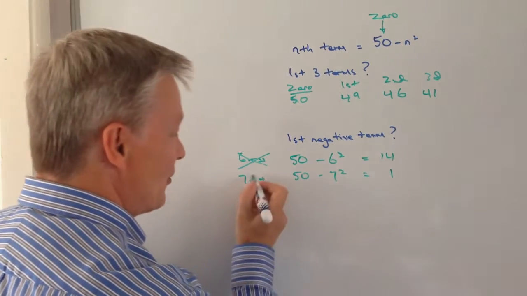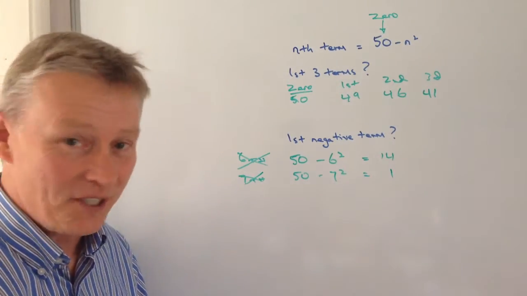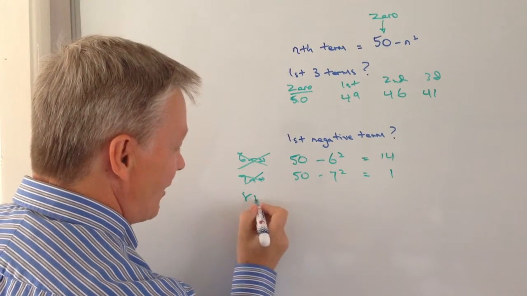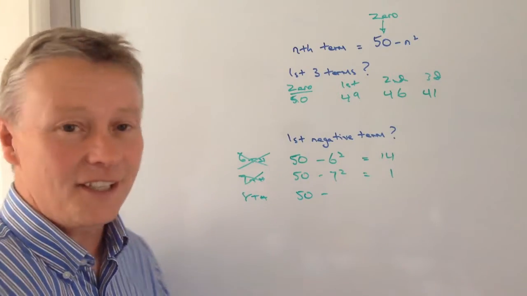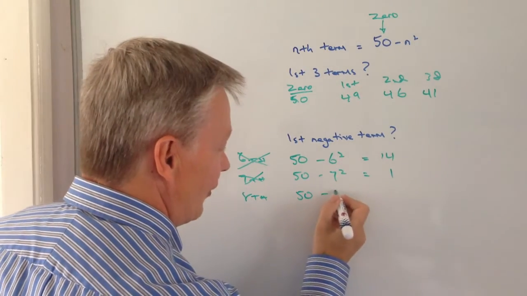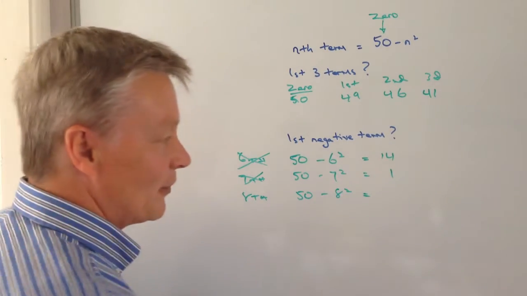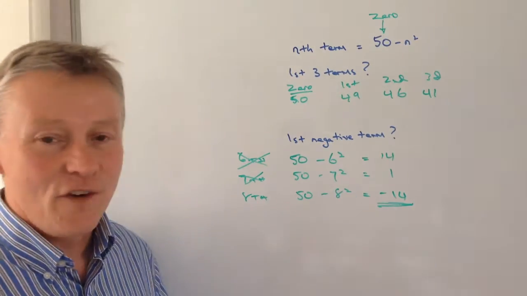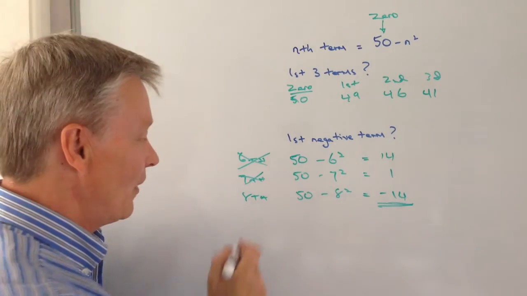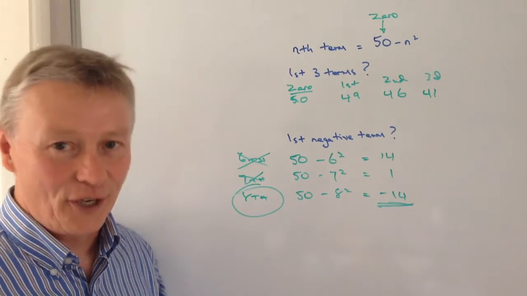So it's close, but unfortunately on this particular question, it's actually going to be the eighth term, because 50 minus 8 squared is 64. So that's going to be minus 14. So actually the first negative term is going to be the eighth term.